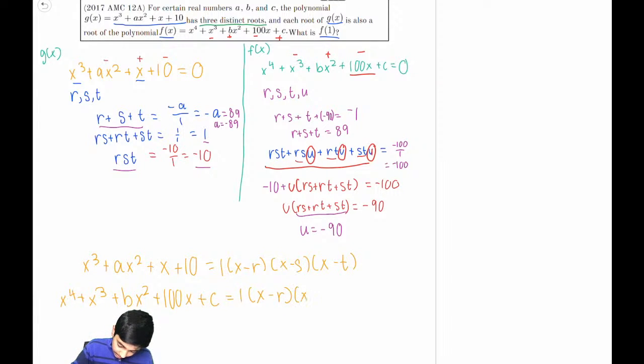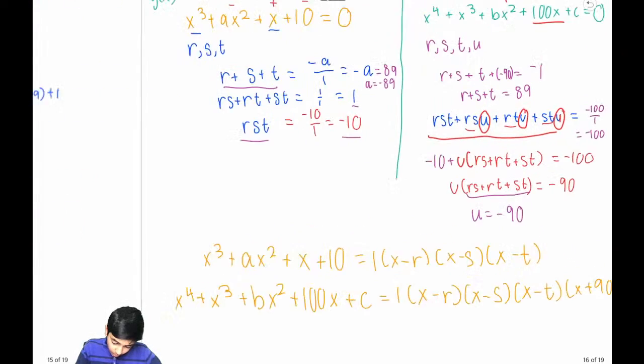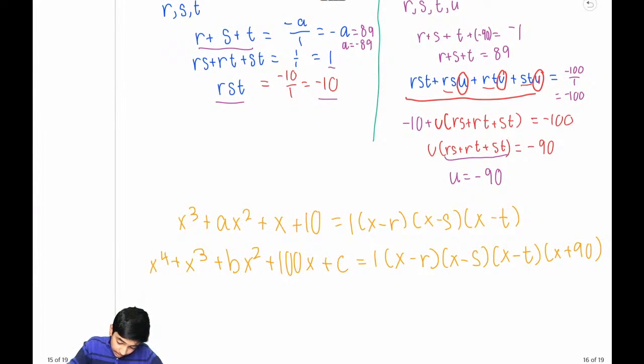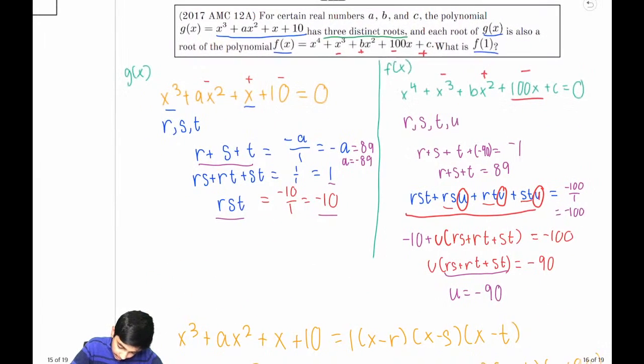r, x minus s, x minus t, and x minus u, but u is negative 90, so x plus 90. Okay, so now what? Well, now what we can do is we can see that we really just want to find, this first part is just f of x. So you know that f of x, right? This is f of x is equal to this large polynomial.